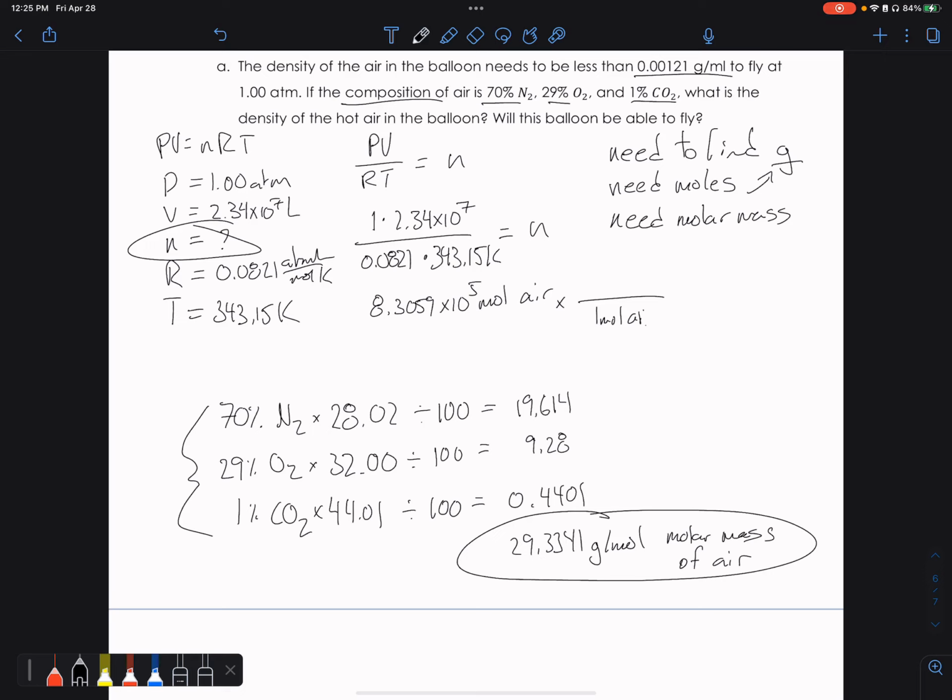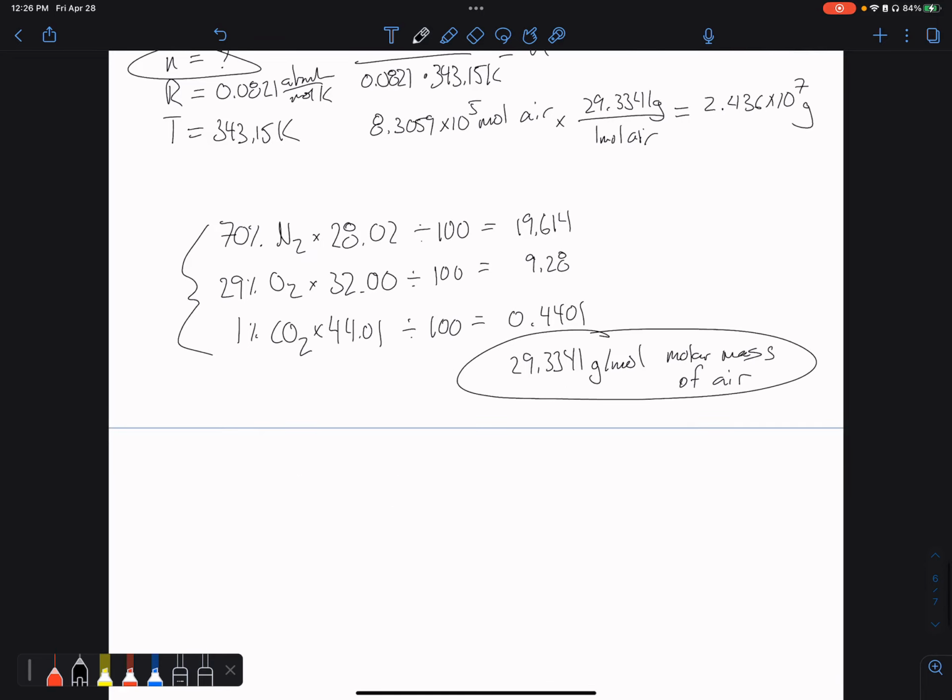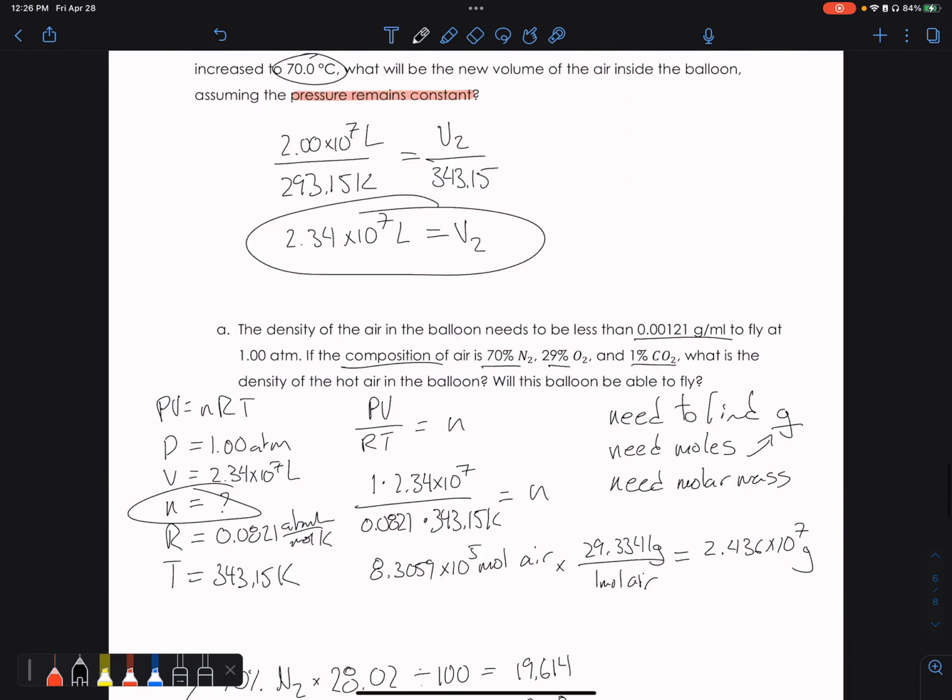And now we can use the molar mass of air that we calculated. So 1 mole of air would weigh 29.3341 grams. So multiply by 29.3341. That's going to be 2.436 times 10 to the 7. That's grams. So I'm going to move down here, 2.436 times 10 to the 7 grams divided by our volume.